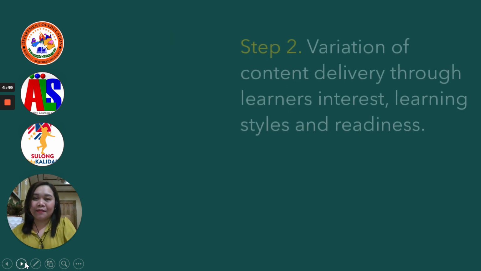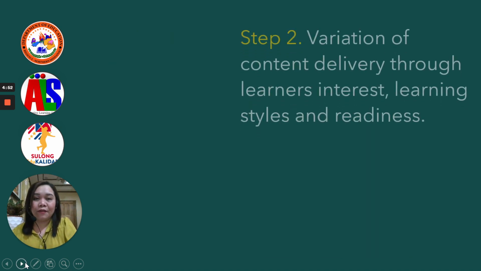Step 2. Variation of content delivery through learners' interest, learning styles, and readiness. Learning competencies in the ALS curriculum guide were made from simple to complex, corresponding with the learning level of the learners, labeled also as basic literacy, elementary, and junior high school. It will guide you on how to vary the content that you will give to your learners.